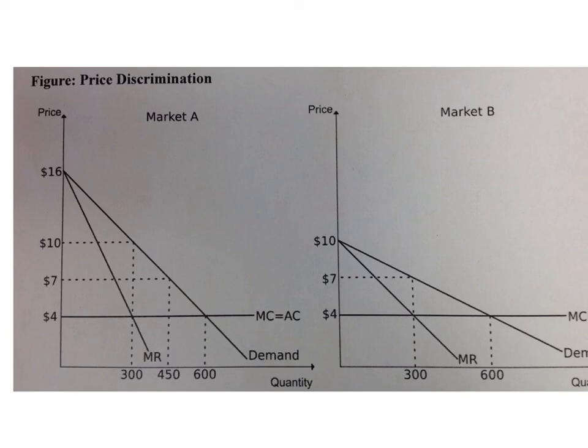So in market A, we find where marginal revenue equals marginal cost. At that point, we know that we want to produce 300 units in the first market. And then just like we talked about in Chapter 13, we go up to the demand curve and say, okay, the price is 10. So our quantity in market A is 300, and our price in market A is going to be $10.